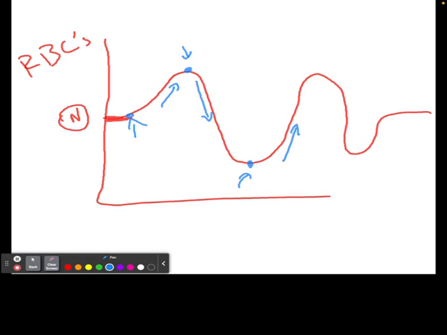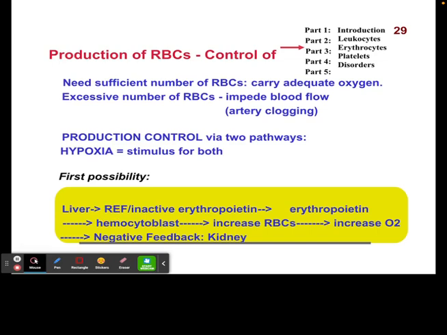Right? So in this case, we have too many, we've got to bring them down. In this case, we don't have enough, we've got to bring them back up. So this is just a negative feedback loop. I bring this up because there are a couple of negative feedback loop scenarios that we need to discuss, right?